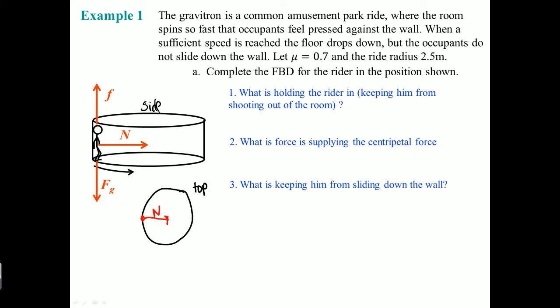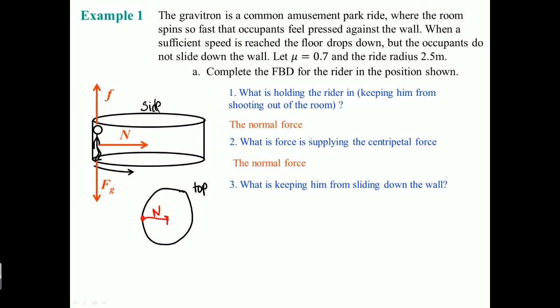So, the first question. What is holding the rider in, keeping him from shooting out of the room? That would be the normal force. The normal force is pointing towards the center. We know that this object is spinning, so there has to be a centripetal acceleration. So what force here is supplying the centripetal force? Here it would be the normal force.